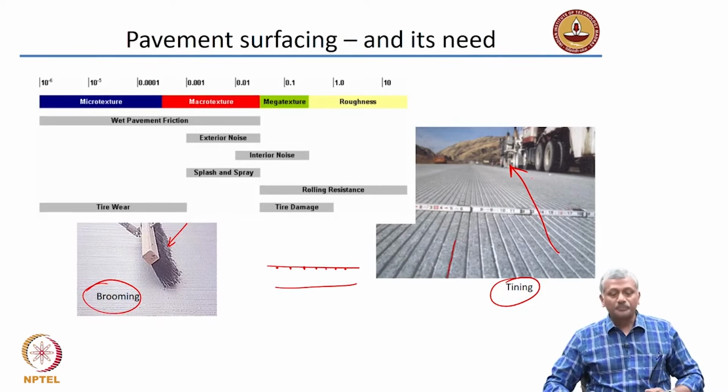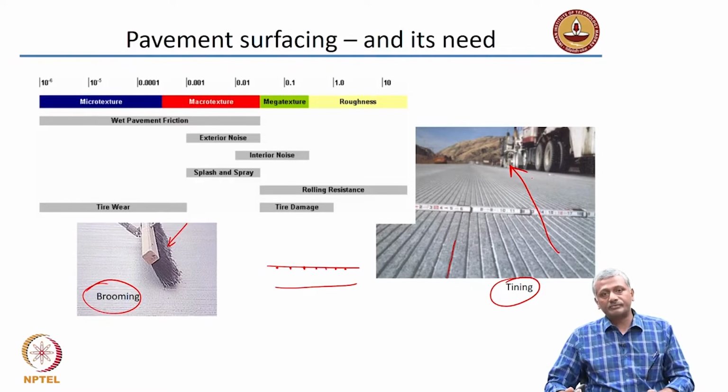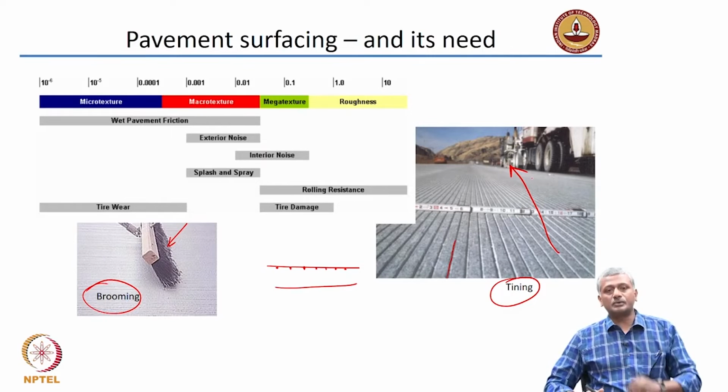What does this tining do? It helps in providing, first of all, good grip, especially in wet conditions. When the conditions are wet, the tining helps to increase the grip of the tire on the surface. So, it is a very good thing to do for concrete pavements.